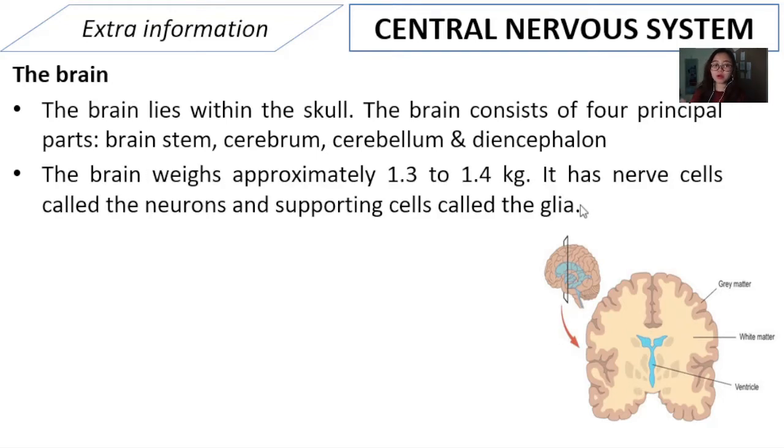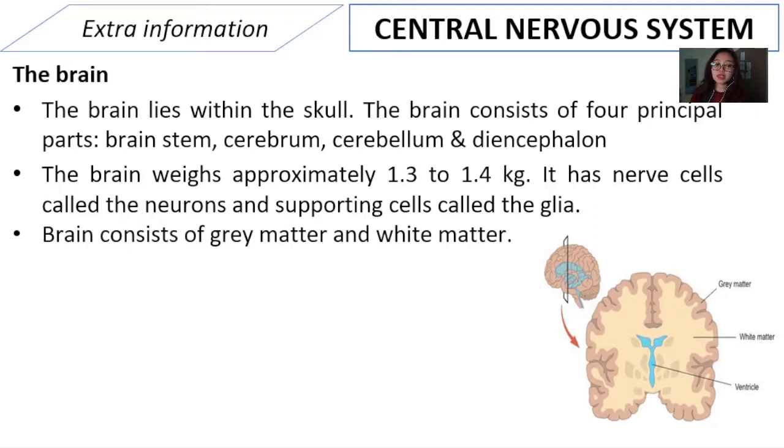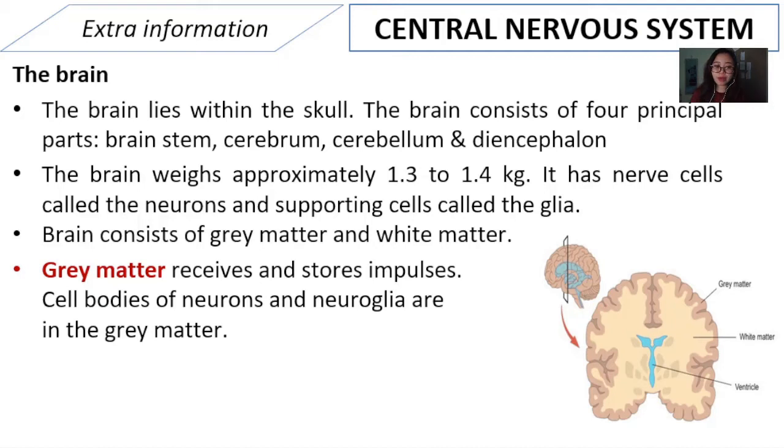The brain will weigh approximately 1.3 to 1.4 kilograms. It will have nerve cells called neurons and supporting cells called the glia. The brain will consist of gray matter and white matter. If you look at the structure of the neurons, you'll remember that neurons have cell bodies and axons. Well, the gray matter will be the part that receives and stores impulses.